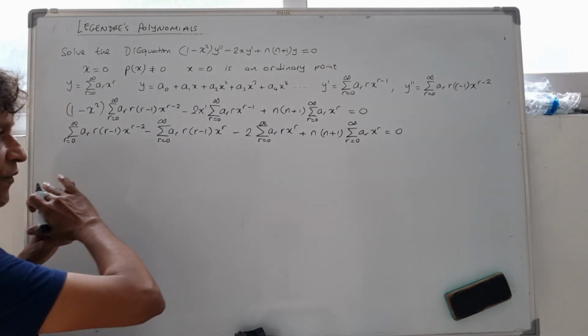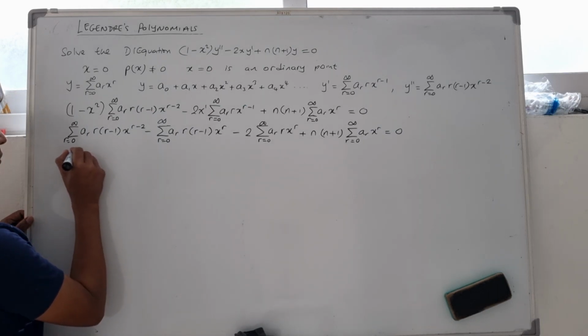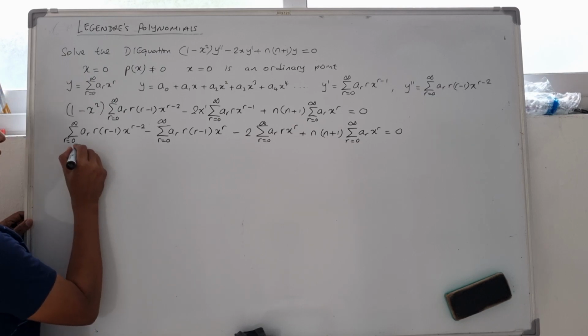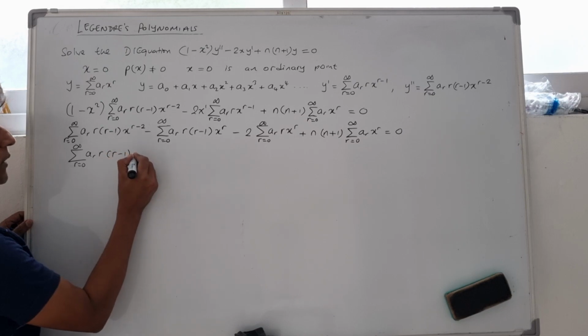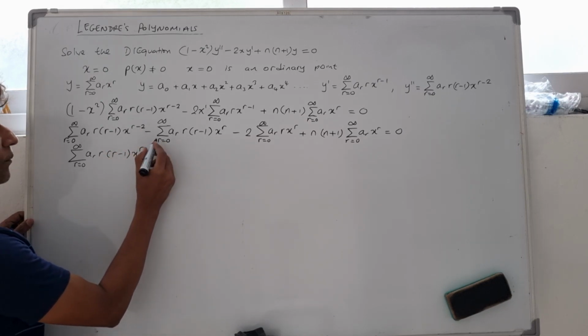Okay, this is getting very interesting now. So what I'm going to do is take the series again from its beginning here. This is a_r r(r minus 1) x^(r minus 2).